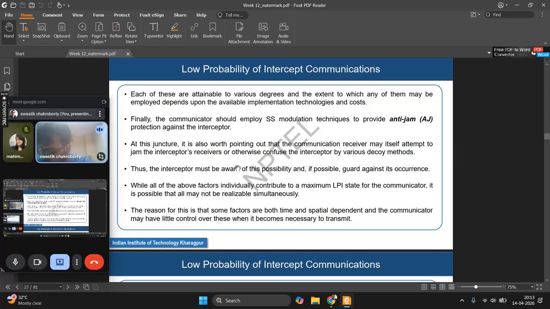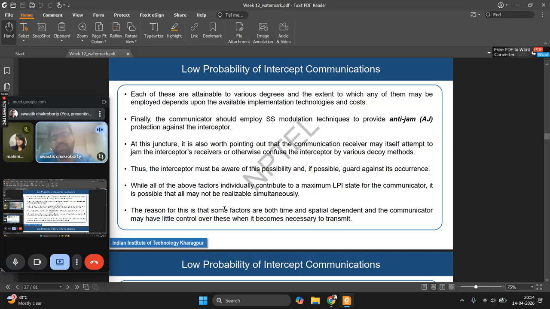The interceptor will also be intelligent. The interceptor must be aware that the ground user is trying to jam it. So the ground user knows that the interceptor is trying to jam, and the interceptor knows the ground user is trying to jam. Both know each other's intention, as if they are playing a game of RF warfare. All of these factors individually contribute to a maximum LPI strategy. So in this jamming and counter jamming game, if you can jam the interceptor very well, then even at a higher RF power you might evade, because the interceptor is getting jammed and cannot perform its interception.